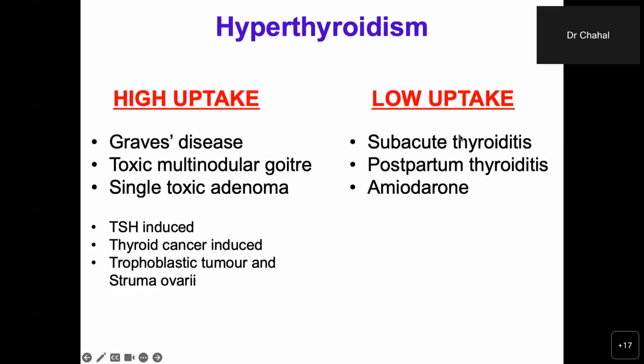And low uptake is important because these are all your thyroiditis conditions, postpartum thyroiditis or subacute thyroiditis. And these normally are temporary things that get better. Amiodarone thyroiditis can occur, unfortunately, with amiodarone, and you have two options there, either stopping amiodarone, but remember amiodarone has such a long half-life, or potentially replacing the low thyroxine level with levothyroxine.